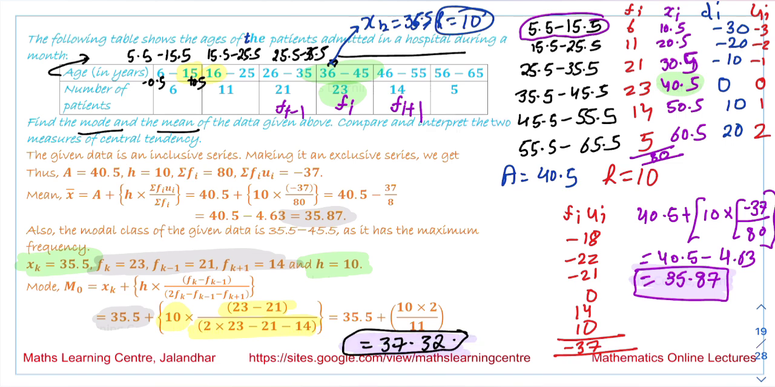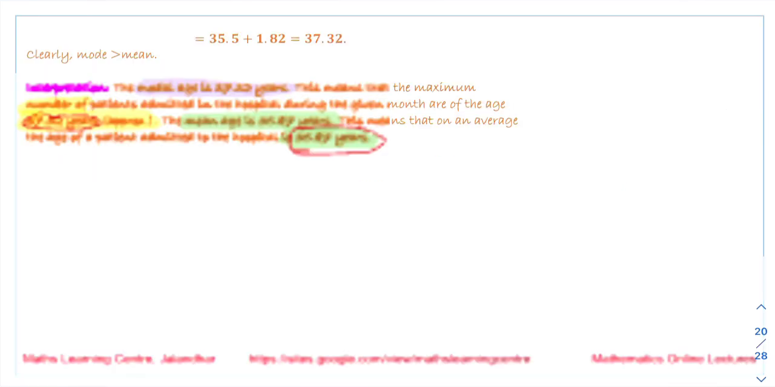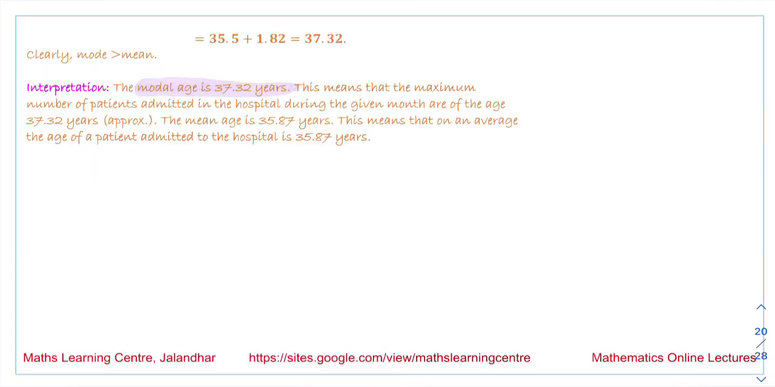Now the next thing we have to do is interpret the two measures of central tendency. This interpretation is given on our next slide. The modal age is 37.32. This means that the maximum number of patients admitted in the hospital during the given month are of the age approximately 37.32 years.